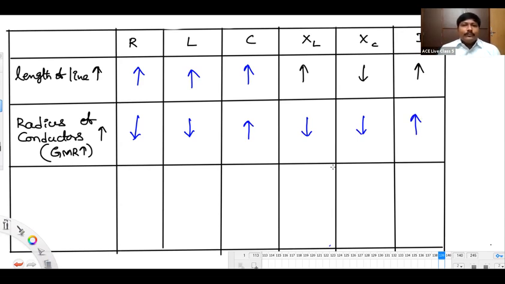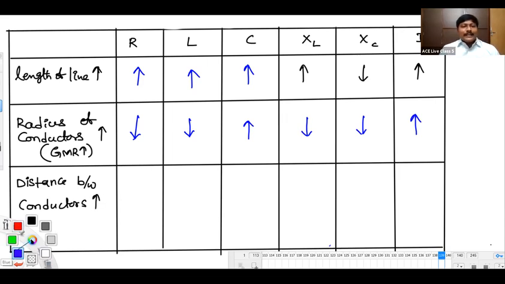Clear? Next thing. Distance between the conductors is increasing. See, whenever the distance between conductors is increasing, obviously I can say the GMD value will go high. GMD value will be increased. Tell me now, because of that increment in the GMD, what will happen to resistance?